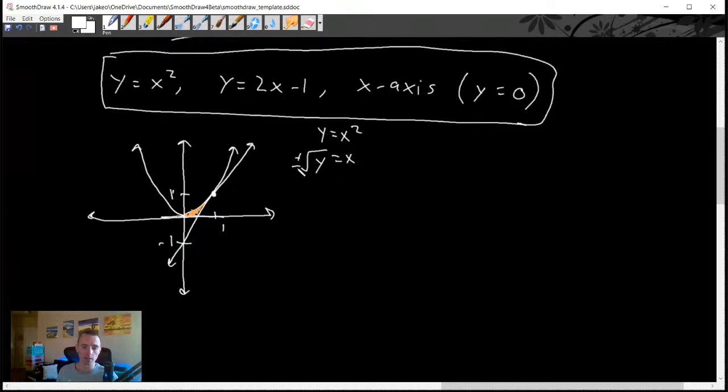So we're just going to take x equals the positive square root of y. And we're going to use that half of our parabola.